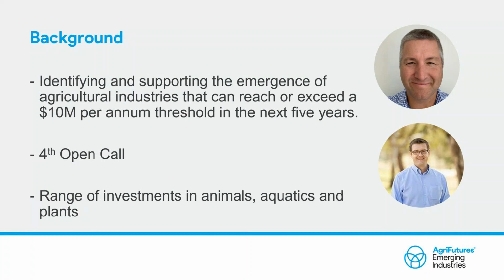We have an overarching strategy to identify and support the emergence of agricultural industries that can reach or exceed $10 million GDP per annum within the next 5 years. Now, that's actually by 2022, because we have been running for a few years now. So for us, it's about identifying industries that have that potential, and we do that through research and development projects.